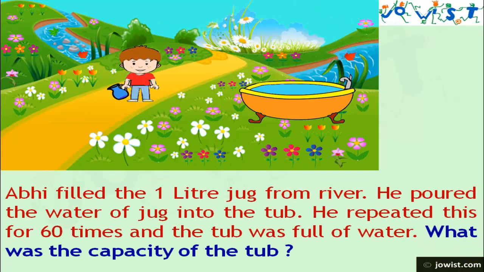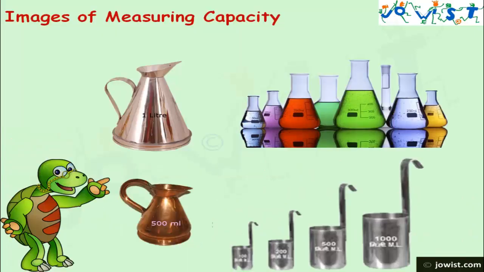Abhi filled the 1 liter jug from the river. He poured the water of the jug into the tub. He repeated this 60 times and the tub was full of water. What was the capacity of the tub? These are different containers used to measure the capacity.